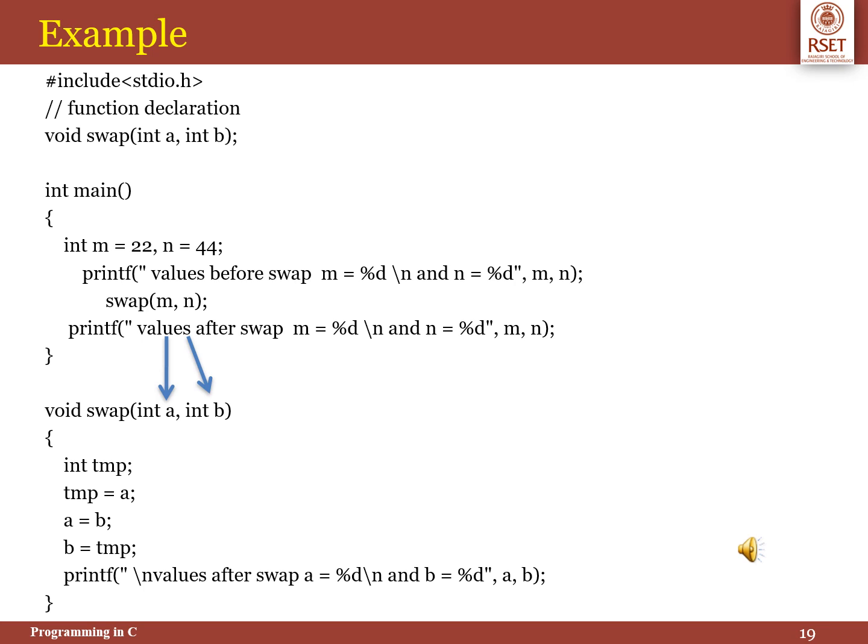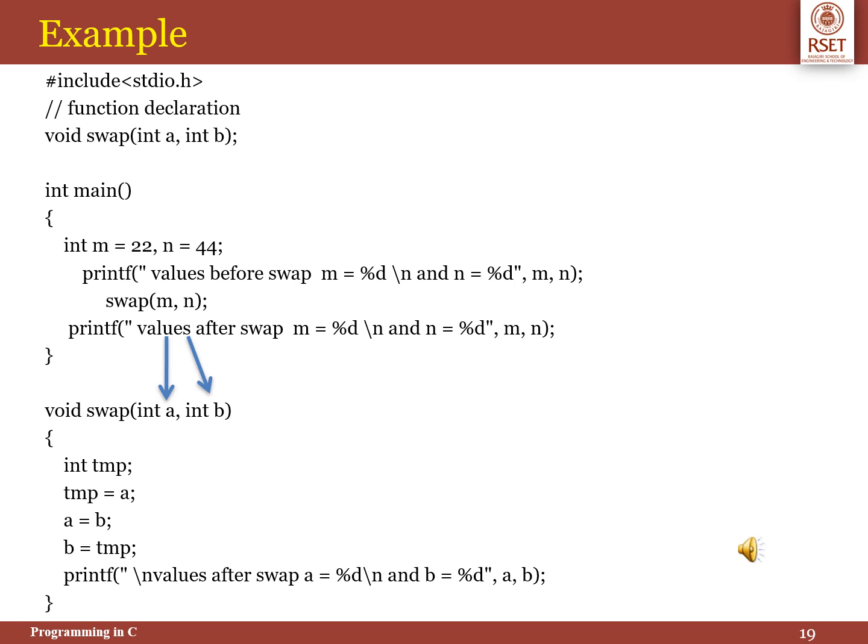This source code is an example of call by value method. This program is meant for swapping two variables. In the main program, the variables m and n are initialized with values 22 and 44 respectively. Then values are displayed before calling the function. So the values of m and n will be 22 and 44.